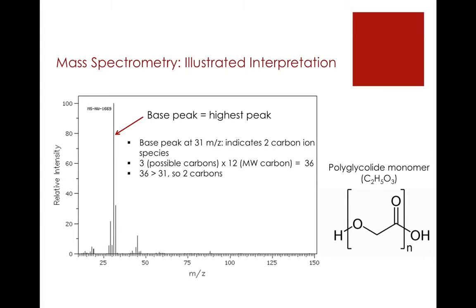The base peak indicates the number of carbons. Because the base peak is at 31 mass to charge, there will be 2 carbons based on the atomic mass of carbon. In the polyglycol structure, there are 2 carbons. If you analyze any mass spectrum, you will find that the mass to charge ratio of all added peaks equals the molecular weight of your test sample.